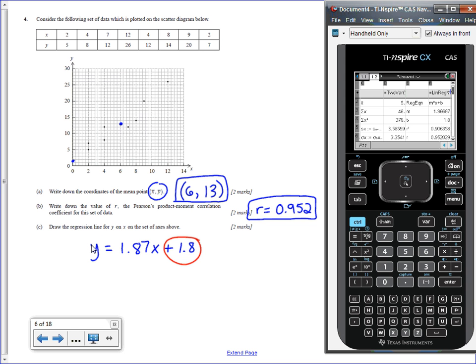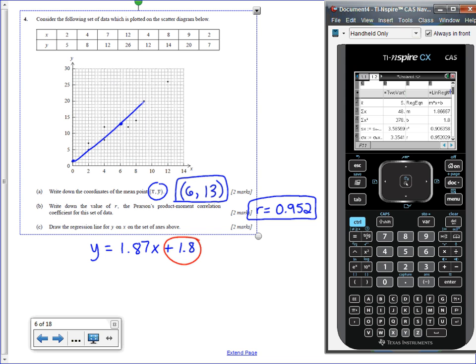Okay, and then take out your ruler, be as precise as possible. I don't have a ruler open right now, so I'm not going to take the time to do it. But when you graph this, take out your ruler, connect your y-intercept to your mean point, continue it to the end of your graph, and that's how you'll get full credit for this regression line for part C.